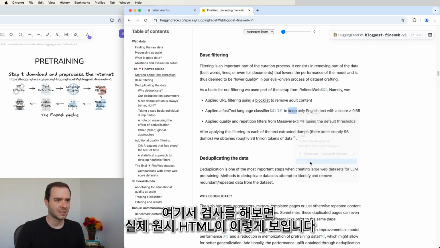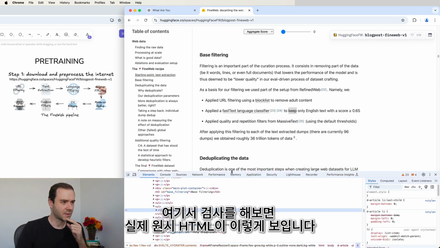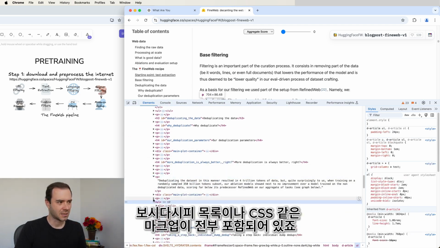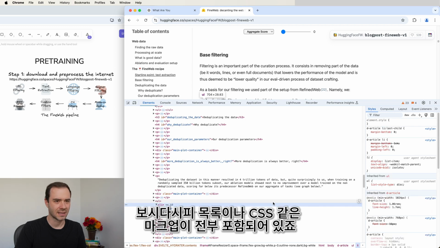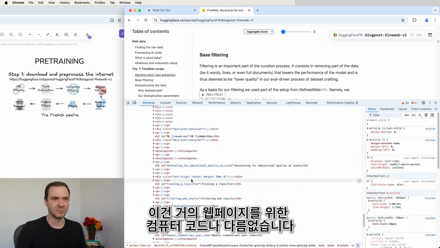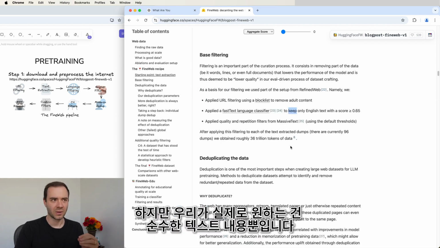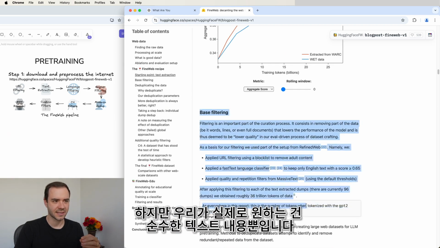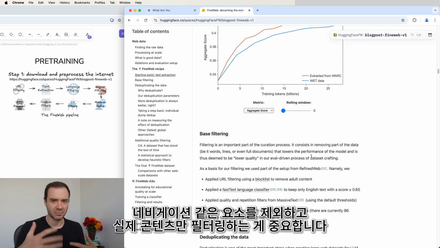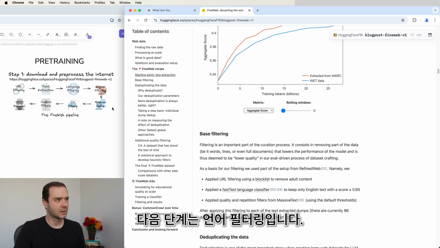So when I go to inspect here, this is what the raw HTML actually looks like. You'll notice that it's got all this markup, like lists and stuff like that, and there's CSS and all this kind of stuff. So this is computer code almost for these web pages. But what we really want is we just want this text, right? We just want the text of this web page, and we don't want the navigation and things like that. So there's a lot of filtering and processing and heuristics that go into adequately filtering for just the good content of these web pages.